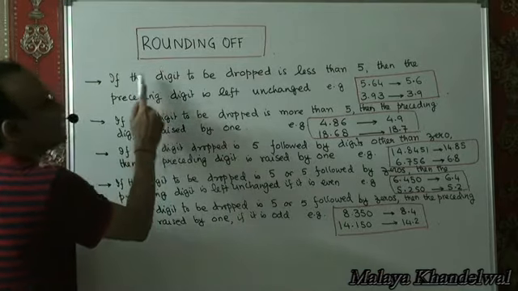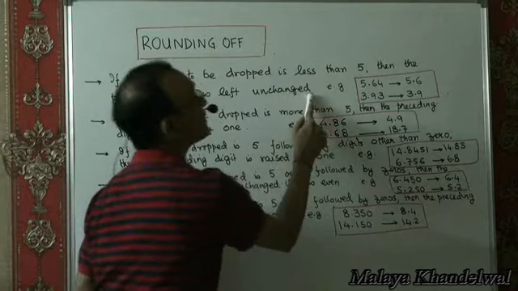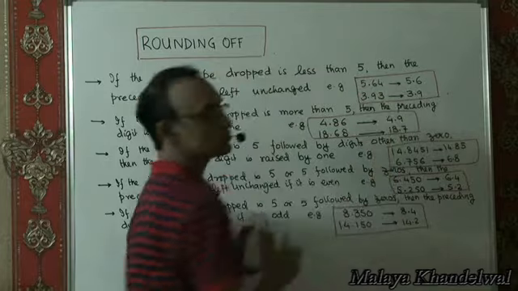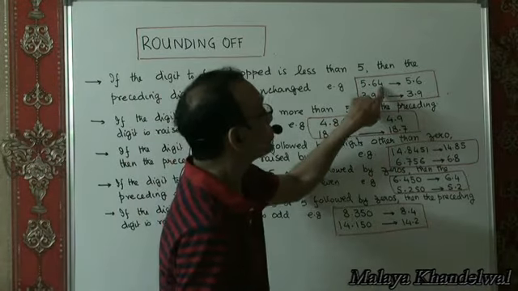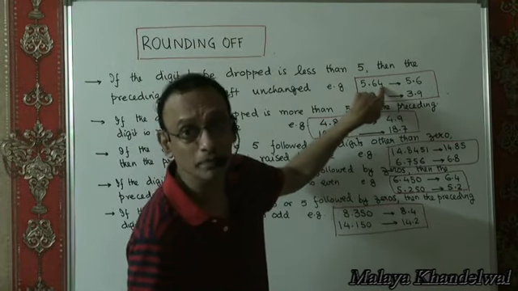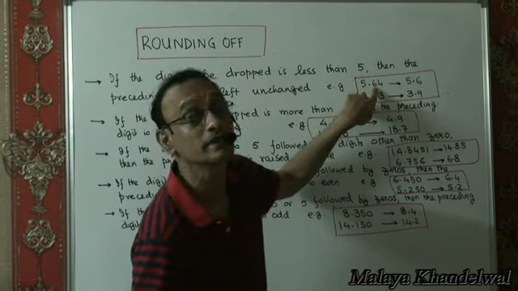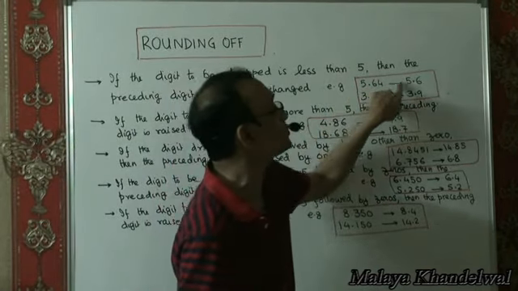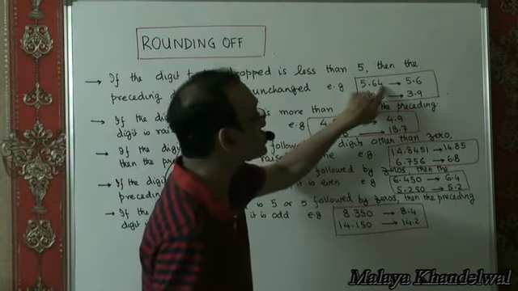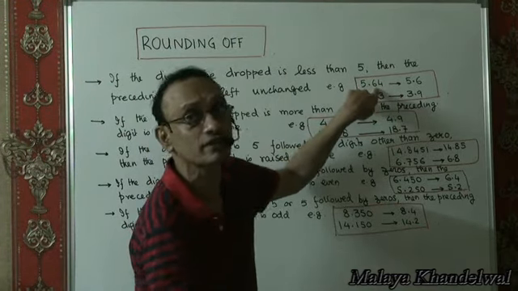Rule number 1: if the digit to be dropped is less than 5, then the preceding digit is left unchanged. For example, 5.64. Now if I want to drop 4, this is less than 5. I want to drop a number less than 5, then the digit prior to this will be left unchanged. So 5.64 could be approximated to 5.6 in rounding off. If 4 is dropped, 4 being less than 5, the digit preceding that will remain unchanged.